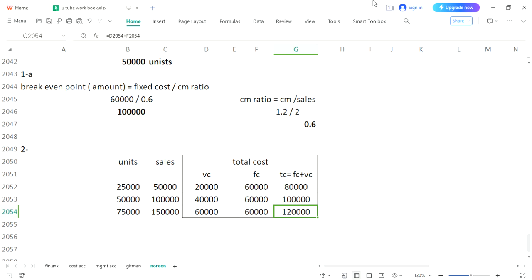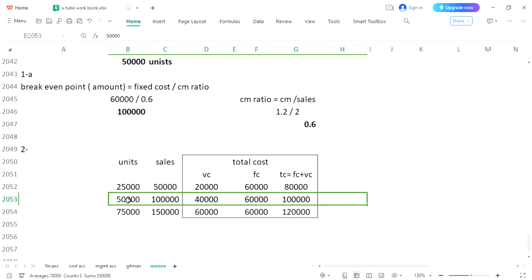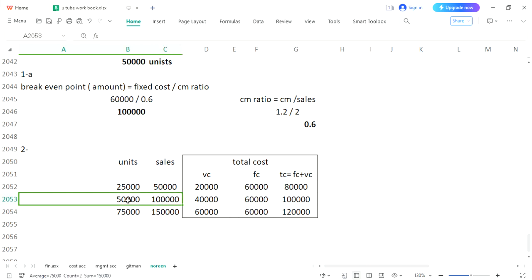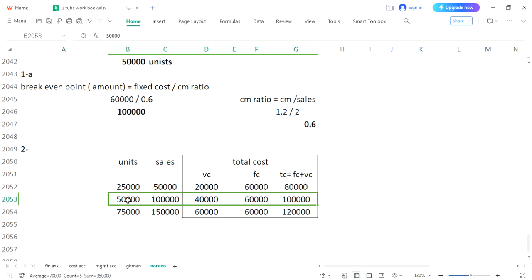Now you can see at 50,000 units your sale is 1 lakh and your total cost is also 1 lakh. So this is the point which is called the break-even point. We can highlight it. This is the point where you will consider break-even.